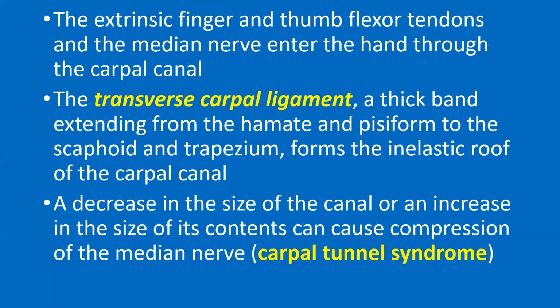The extrinsic finger and thumb flexor tendons and the median nerve enter the hand through the carpal canal. The transverse carpal ligament is a thick band extending from the hook of the hamate and pisiform to the scaphoid and trapezium, and this forms the inelastic roof of the carpal canal. A decrease in the size of the canal or an increase in the size of its contents can cause compression of the median nerve, leading to what we all know as carpal tunnel syndrome.